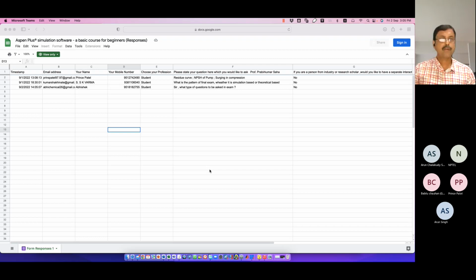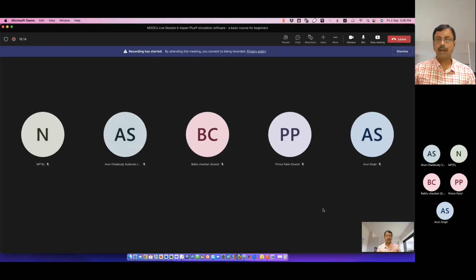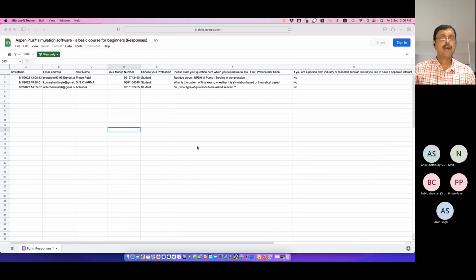You have given 3 topics, and I don't know what exactly the question is. The next question, I don't know whether the person is over here, SSK Verma and Abhishek. SSK Verma asked, what is the pattern of final exam, whether it is simulation based or theoretical based? Well, final exam will be only theoretical based. So you don't have to do any simulation. In fact, you do not have any means to do simulation because you have to go someplace and then write the exam. And there you do not have the access of the software. So it will be completely theory based.